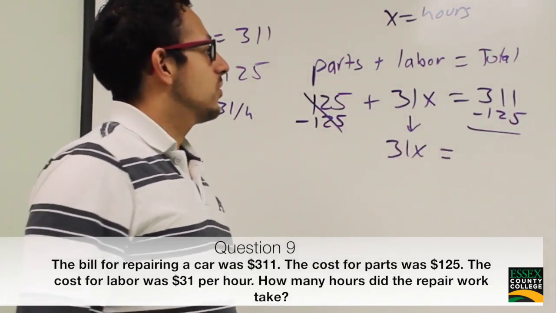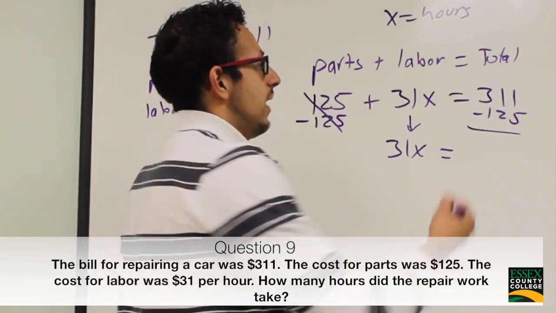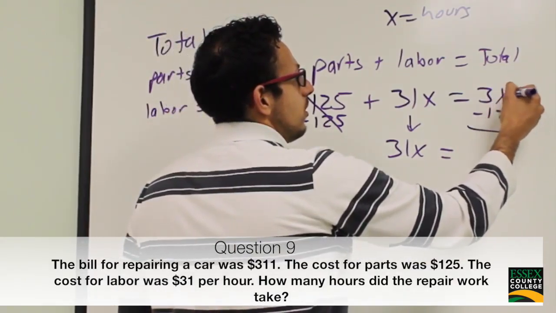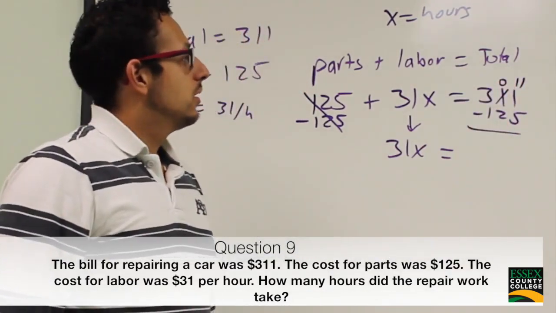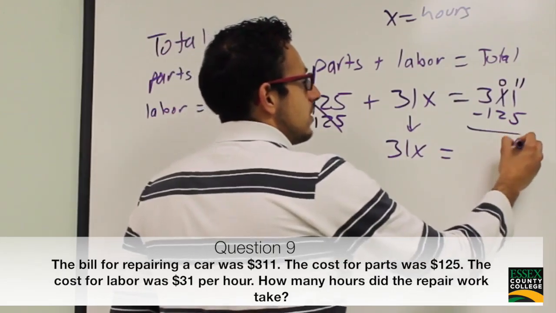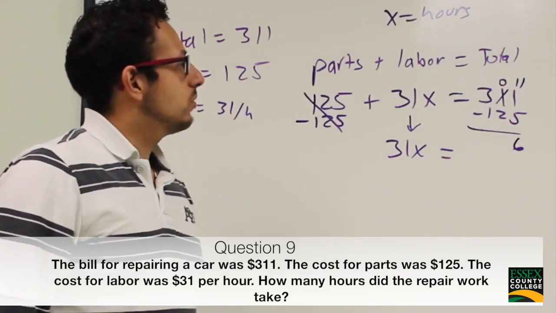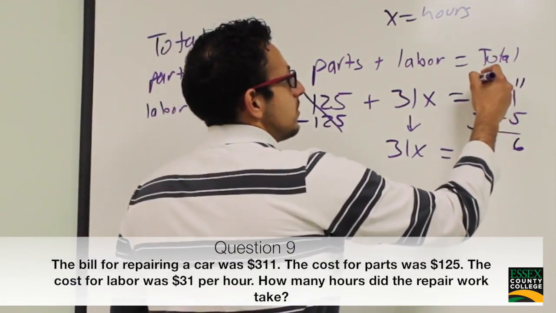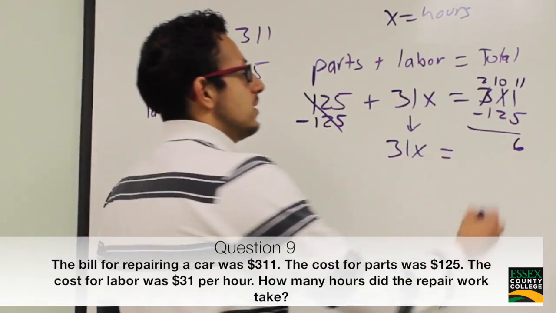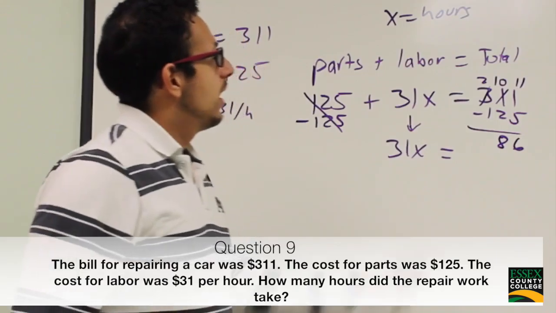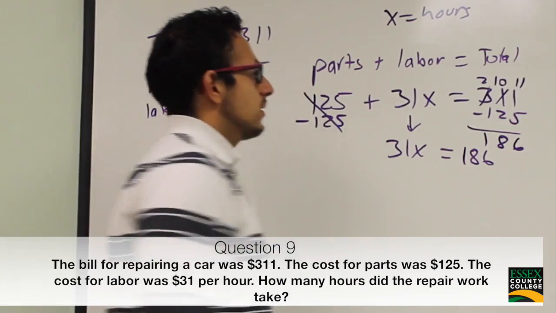We're going to do 311 minus 125. So 1 minus 5 we can't do. So we're going to have to go to the next number to borrow. This becomes 11. And this becomes 0. So now 11 minus 5 is 6. Now again, 0 minus 2 we can't do. So we're going to have to borrow 1 from here. This becomes 2 and this becomes 10. 10 minus 2 is 8. And 2 minus 1 is 1. So this becomes 186.